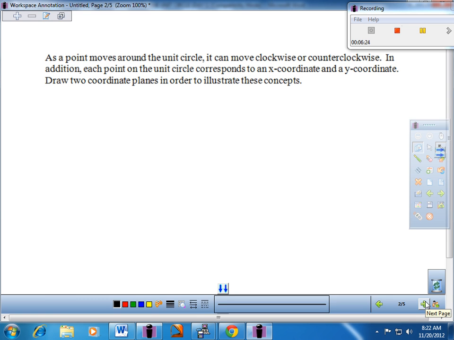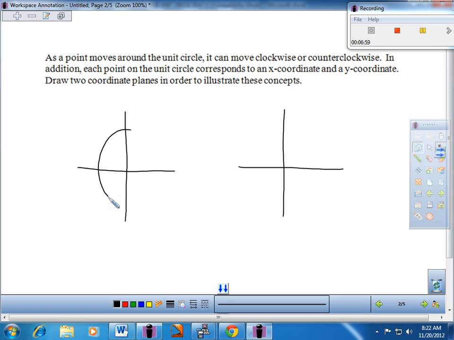So let me read what I have on your paper at this point. It says, as a point moves around the unit circle, it can move clockwise or counterclockwise. In addition, each point on the unit circle corresponds to an x-coordinate and a y-coordinate. Draw two coordinate planes in order to illustrate these concepts. So we'll do it twice over. Again, the more we see it, I think the more we're going to get a feel for it. So everyone, if you get an opportunity, let's go two coordinate planes, side by side. And let's go ahead and draw the unit circle on the first one, of course.